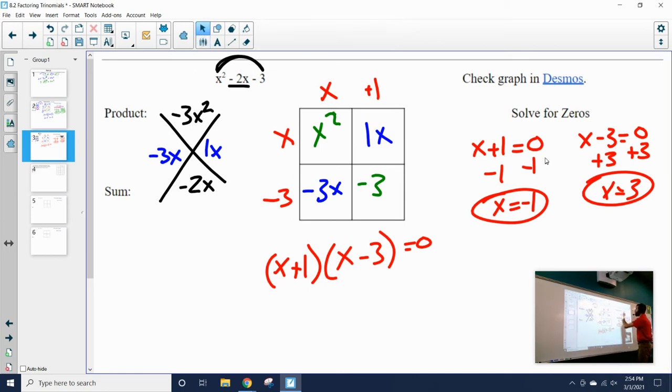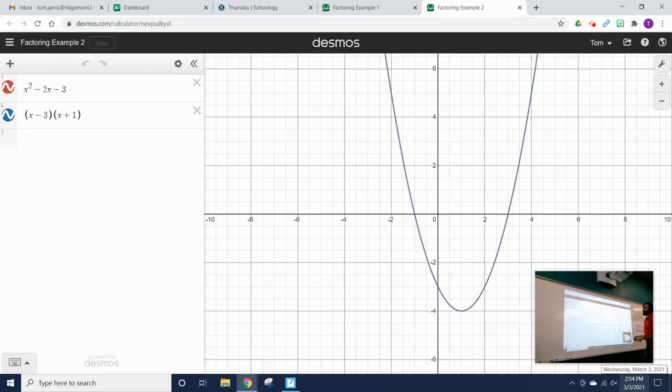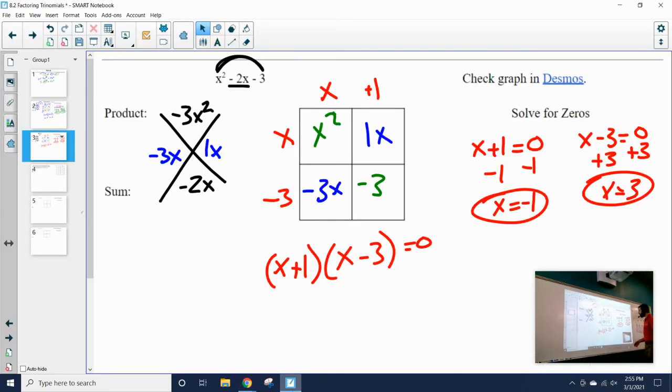Once again, we can check this using Desmos to see if we got it right. So I have my original function. I have my factored form. They line right on top of each other, so that's good. If I look at the x-intercepts, I have -1 and 3, so I know I did it correctly. So we can easily check ourselves using Desmos.